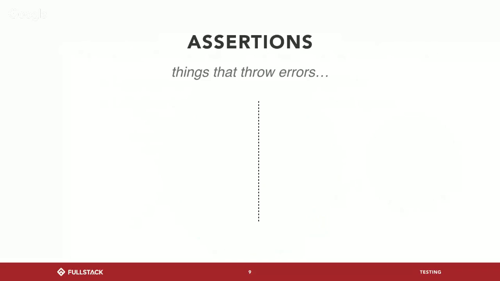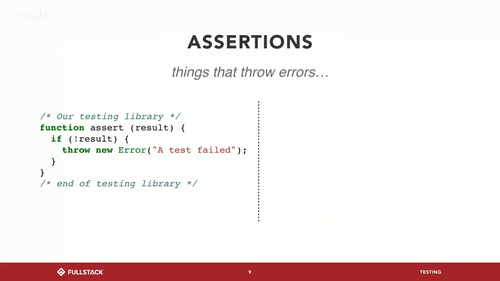Okay. So assertions, you think that they're a little bit more complicated than they are, but they're really just things that end up throwing errors. So, if you wanted to write your own assertion method, you could basically pass in something, and if that thing that you pass in is not true, you end up throwing an exception. Right? At its base level, that's what assert does. In fact, the assert method is actually built into Node. If you do require assert, you could do an assert and give it a condition.